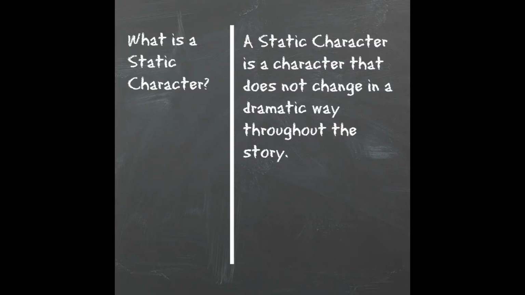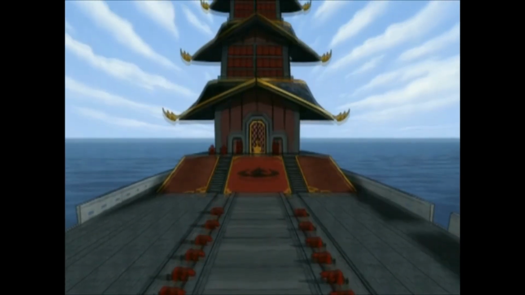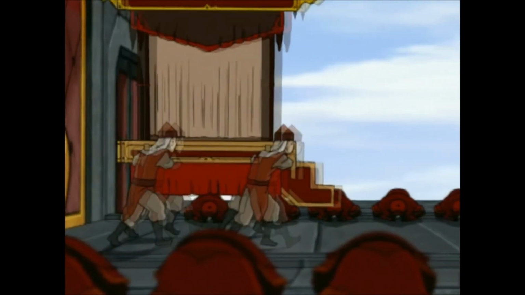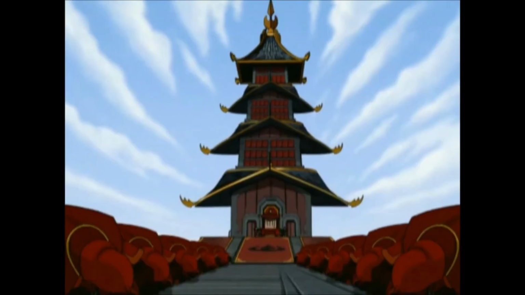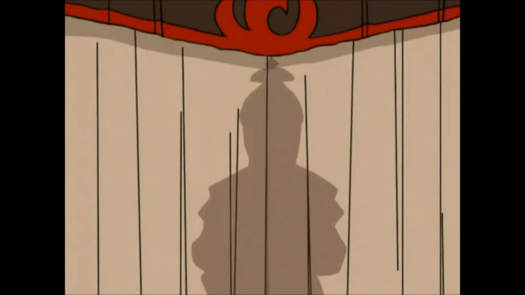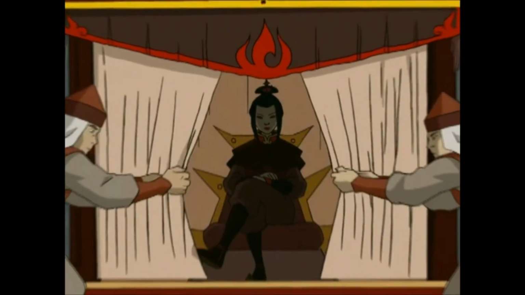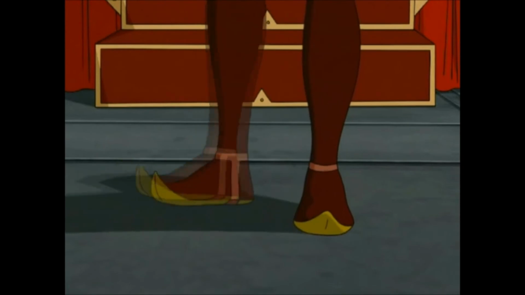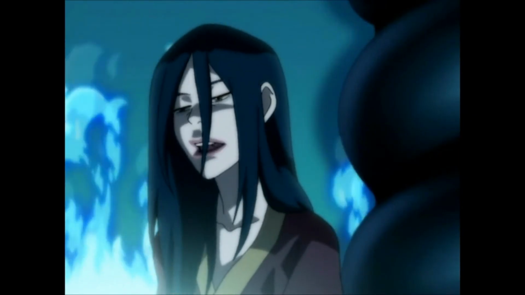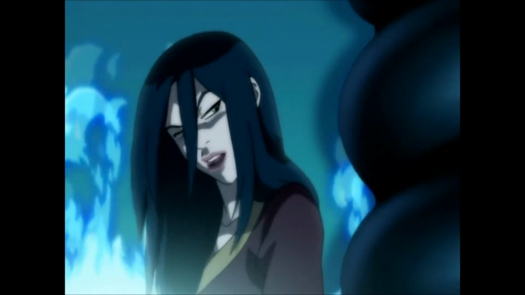As opposed to a dynamic character, a static character is a character that does not undergo any kind of important change over the course of a story. They are effectively the same at the end of the story as they were at the beginning of the story. Princess Azula best represents a static character because her thoughts, feelings, and personality do not change a great deal from the time she is introduced until the end of the story. She begins as a dangerous schemer who doesn't care for others, and ends as a dangerous schemer who doesn't care for others, with only some minor changes to her personality.